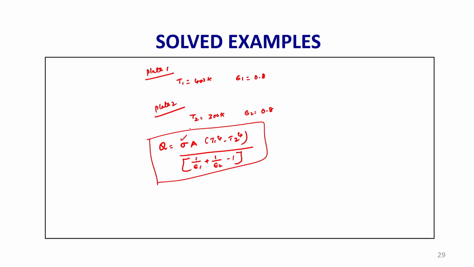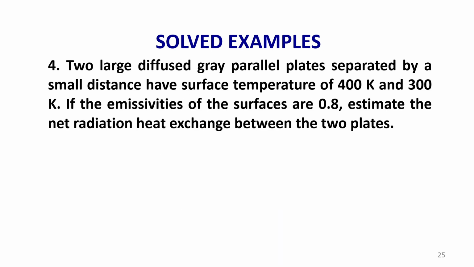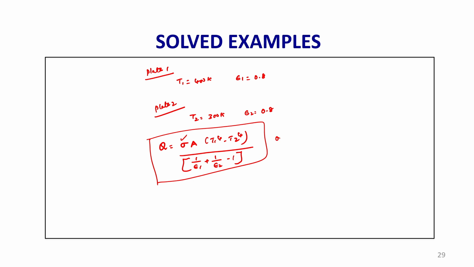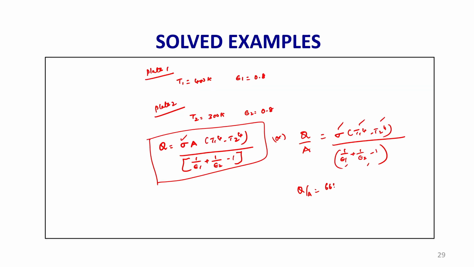Now, here we know the value of sigma. We have been asked to find the heat transfer per unit area. If area is not known, we bring this A to the left-hand side denominator, so it becomes Q by A, in watts per meter square, which is nothing but heat flux. Sigma into T1 power 4 minus T2 power 4 divided by 1 by epsilon 1 plus 1 by epsilon 2 minus 1. Emissivity remains the same for both plates. T1 is given, T2 is given, this we know. So, Q by A is equal to 661.5 watts per meter square. So, that completes the problem.